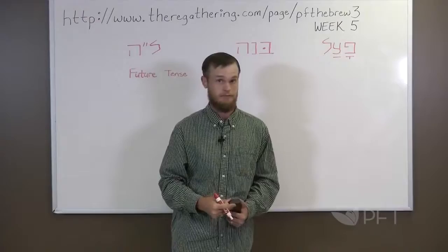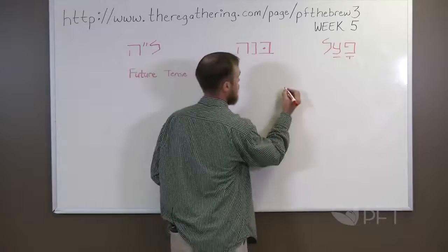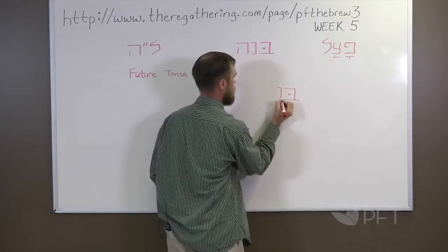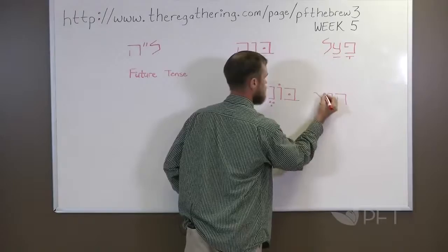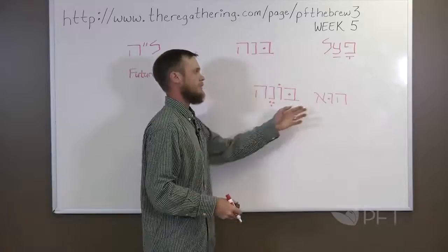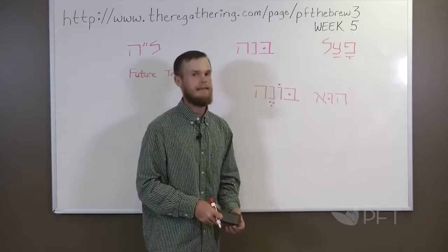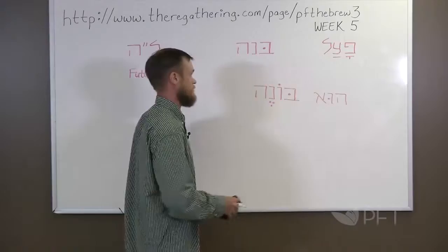And just going back to the present tense, if you'll recall, if we were to say, he is building, we'd say, hu bone. Hu bo ne, he is building. He bo na, heim bo nim, and hein bo not. All right, so that's the active participle or the present tense.